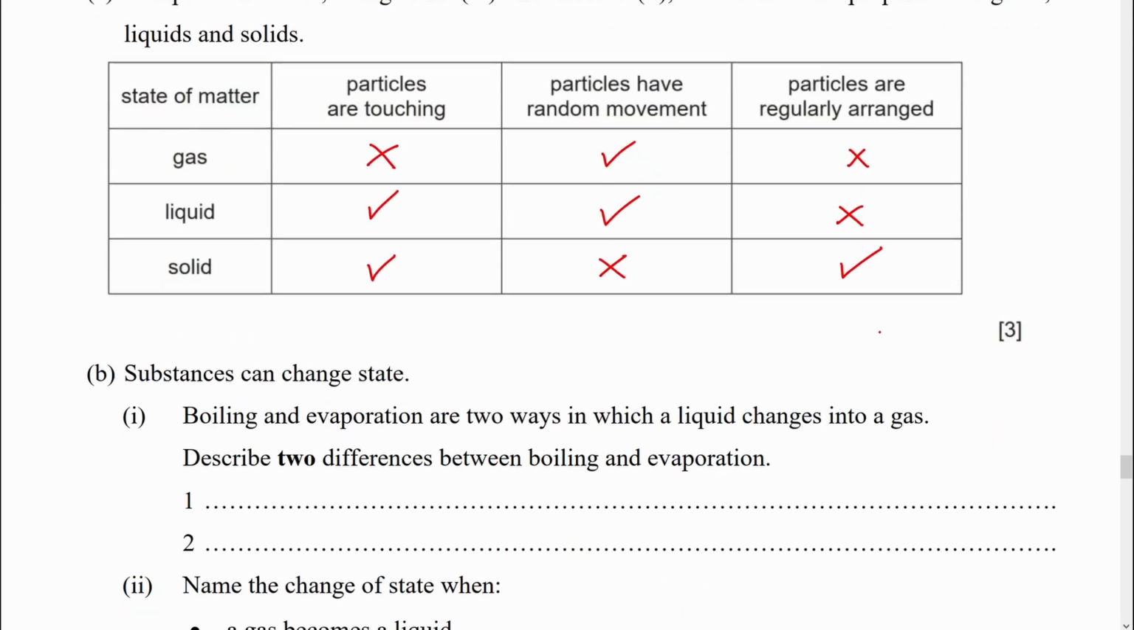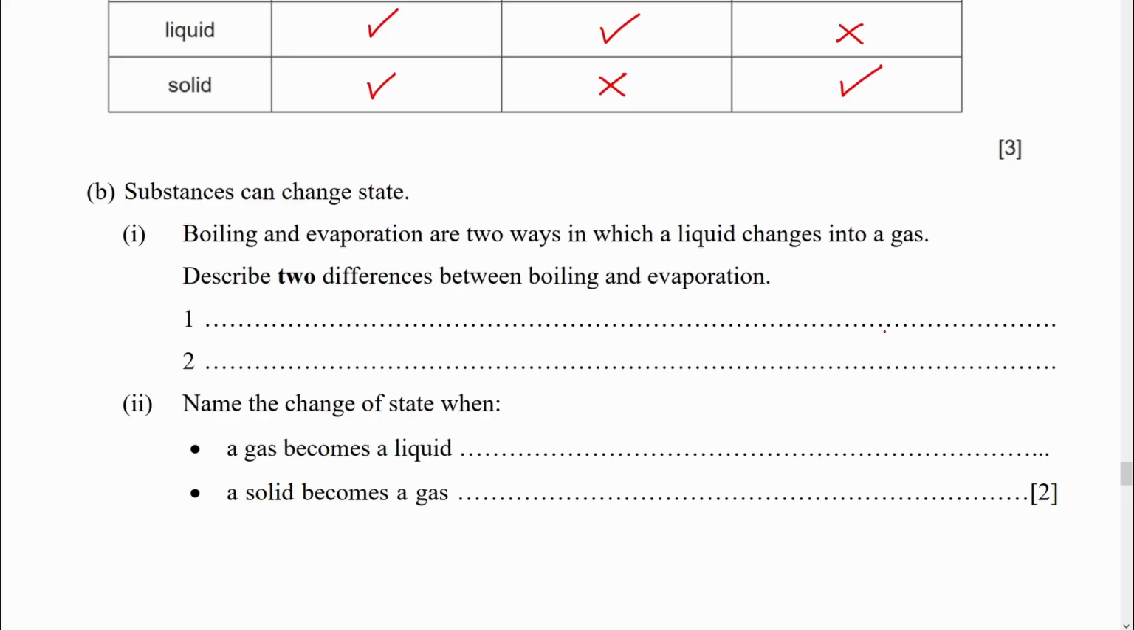Next question. Substances can change state. Boiling and evaporation are two ways in which a liquid changes into gas. Describe two differences between boiling and evaporation. Okay, so what do you know about boiling? Boiling happens at a fixed temperature, while evaporation can happen at any temperature, right?